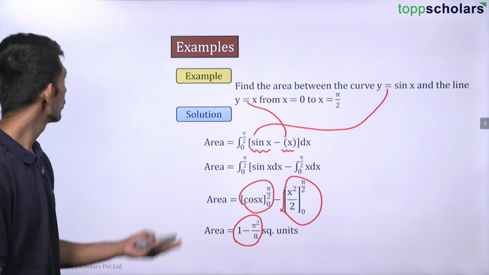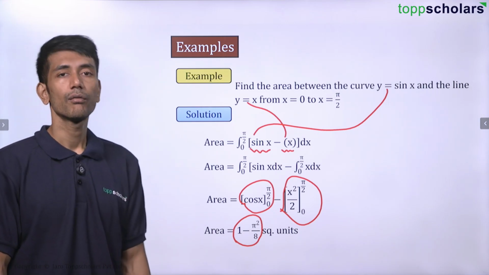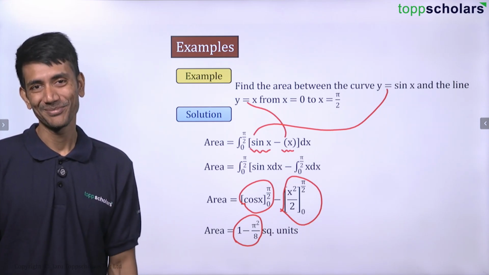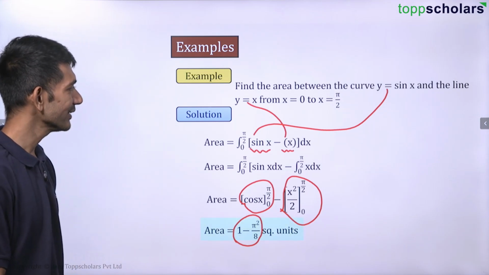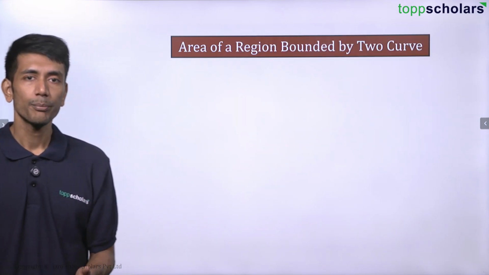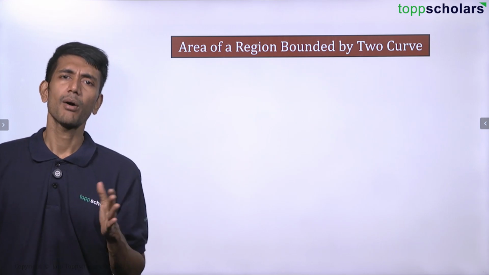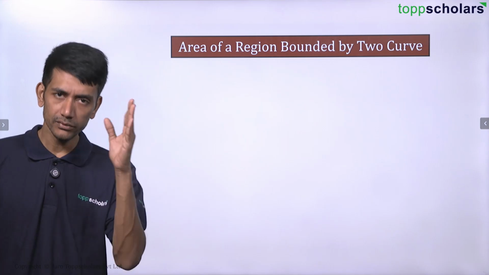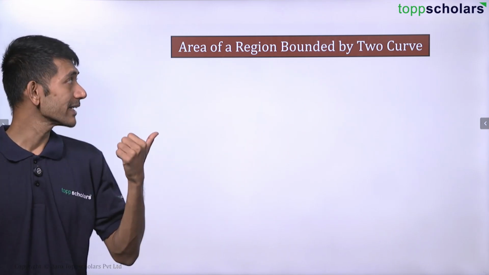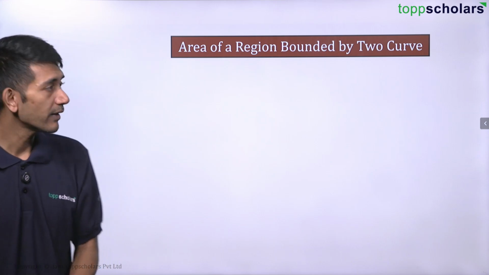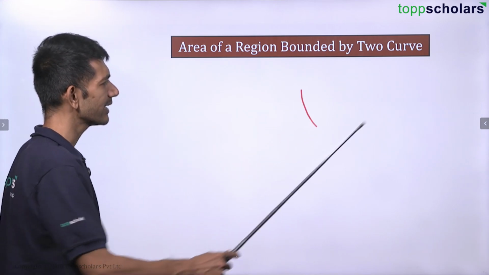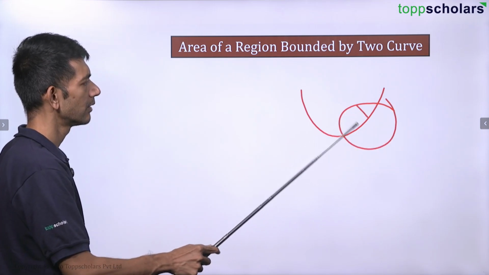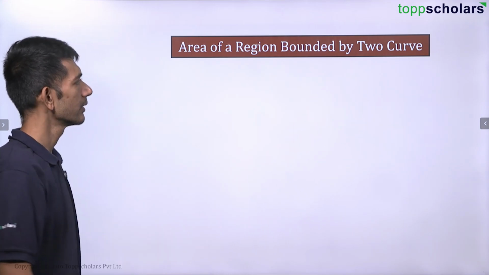Clear? Simple? This is how you find out the area of a curve and a line, the region enclosed by both of them. Okay, let's continue. In the initial topic, we studied the area bounded by lines only. Then we studied area bounded by a curve and lines. Now we are going to study area bounded by two curves. If we have two different curves, it can be anything like this, just an example. So we are going to find out this particular area.